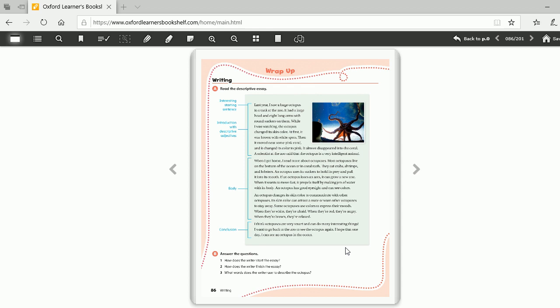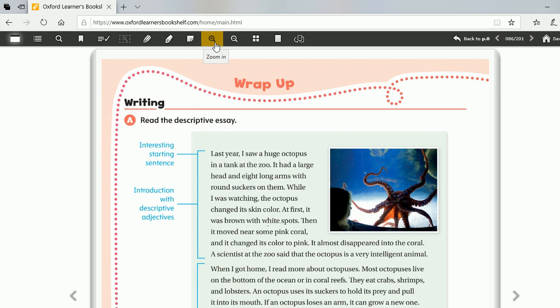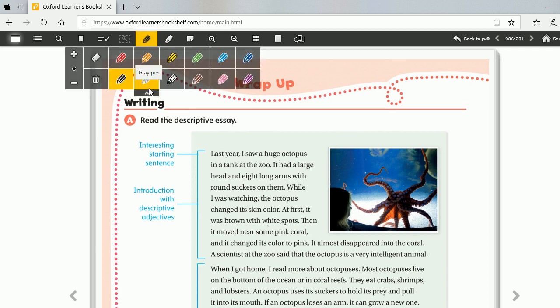Now please, open your student books, page 86, and read the model descriptive essay. Can you underline the descriptive adjectives? Here is an example. Last year, I saw a huge octopus in a tank at the zoo. Let's underline the adjective. Huge.